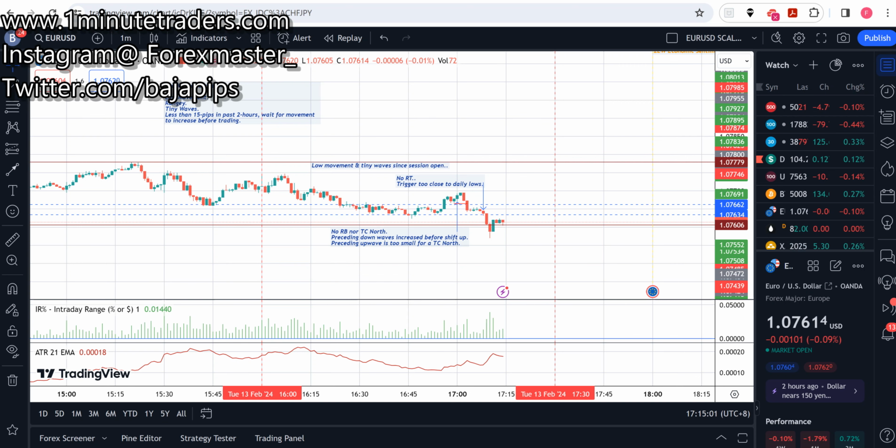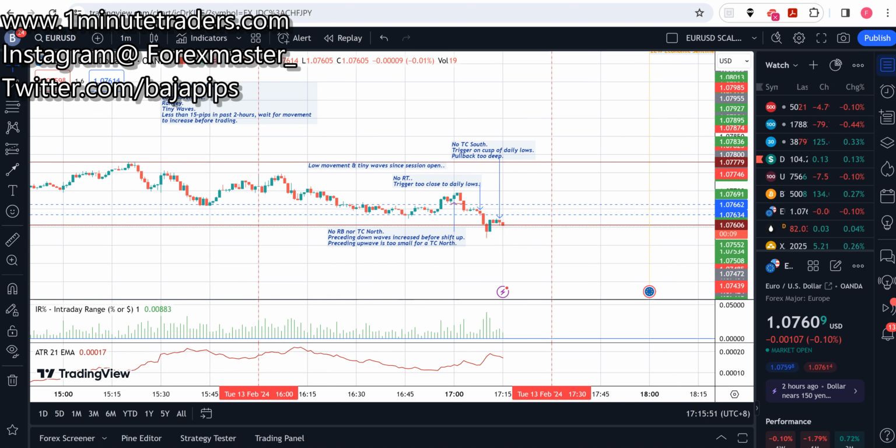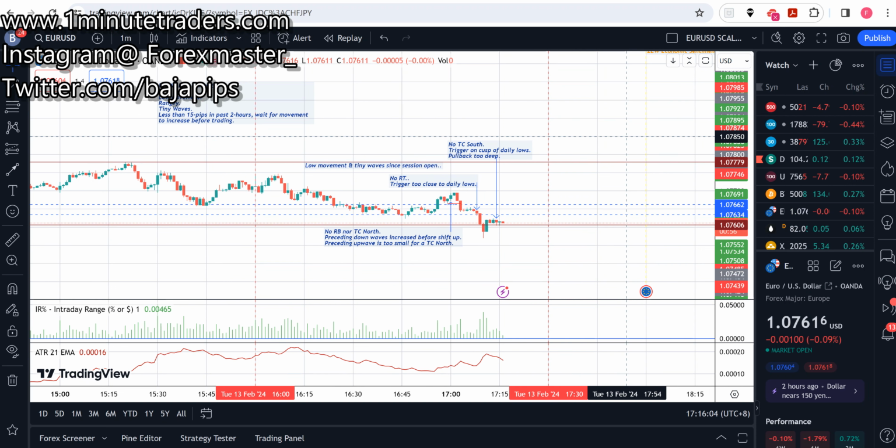I'm going to update y'all in just a moment when I type the notes. Going back to the new note that I just put, no TC sell, because that is the pattern that I would be trading. Trigger on the cusp of daily lows, pullback is too deep. So out of following my rules so far, I have one loss that I avoided, which is minus 1R, and one win that I potentially missed out on, a potential winner. So that is a plus 2R trade.